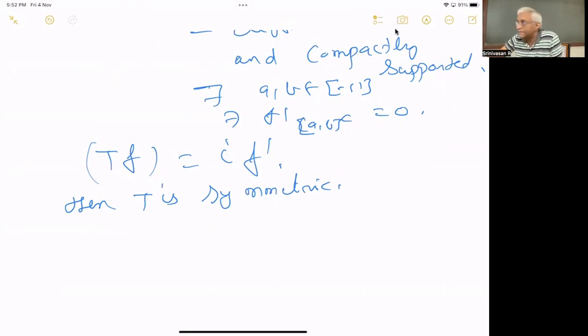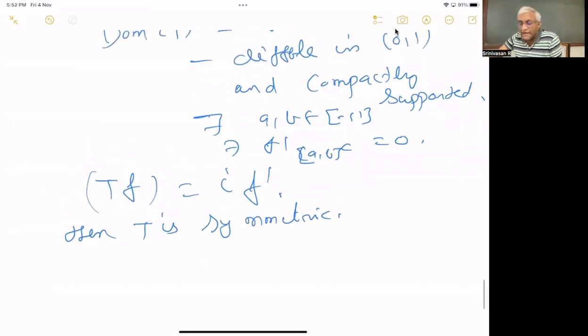Why is T symmetric? Can anyone say? You can write it and tell me why T is symmetric. Five marks.